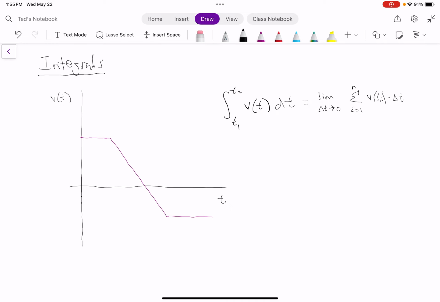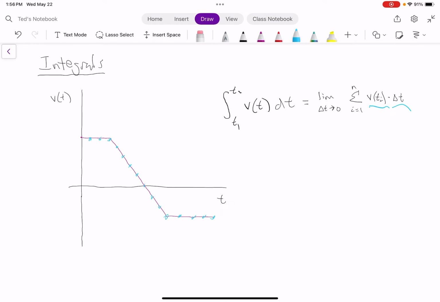But the basic idea of an integral is, if you start with a function, in this case velocity as a function of time, you break this down into a bunch of finite steps. So imagine a series of points along the curve. And the idea is that you take the value of the function at each point and then multiply it by delta t.